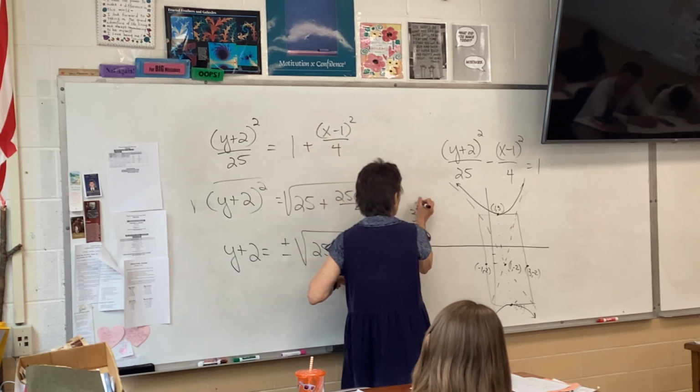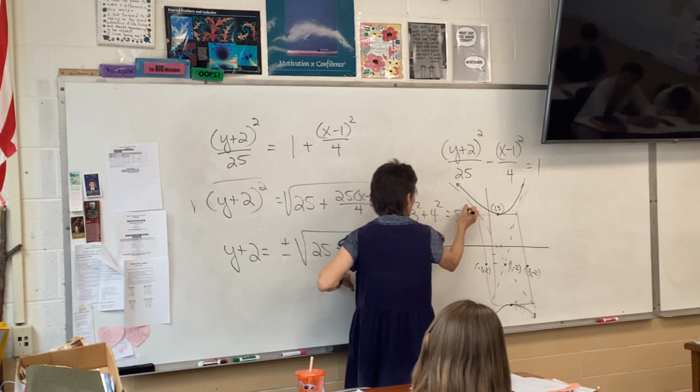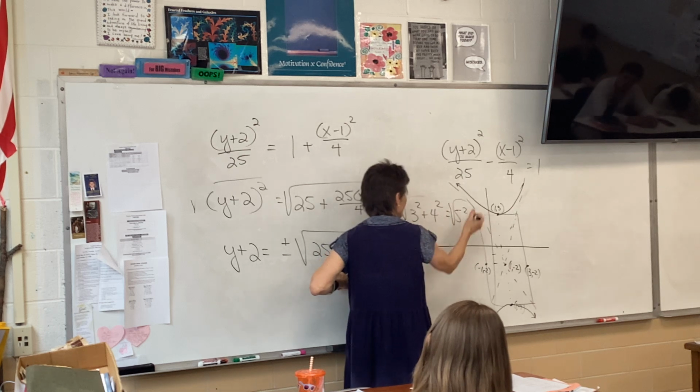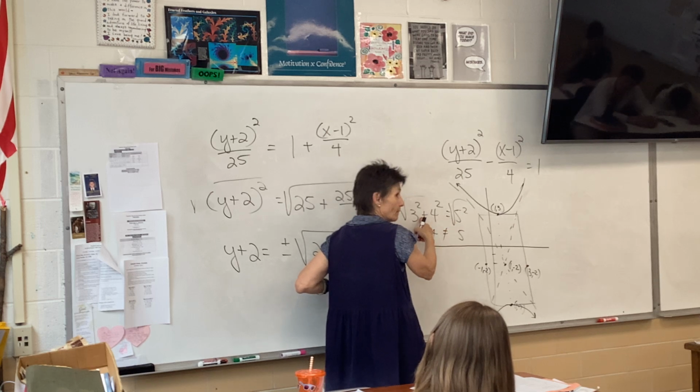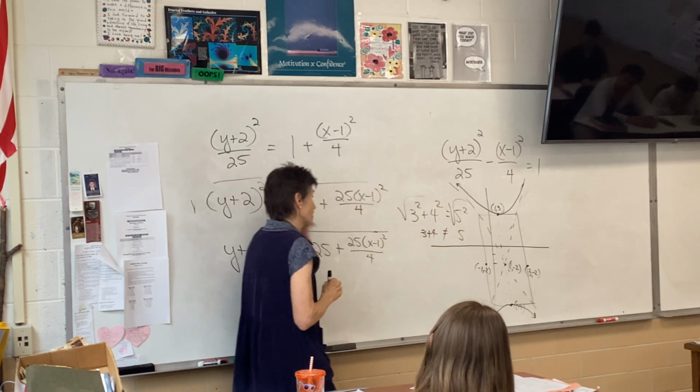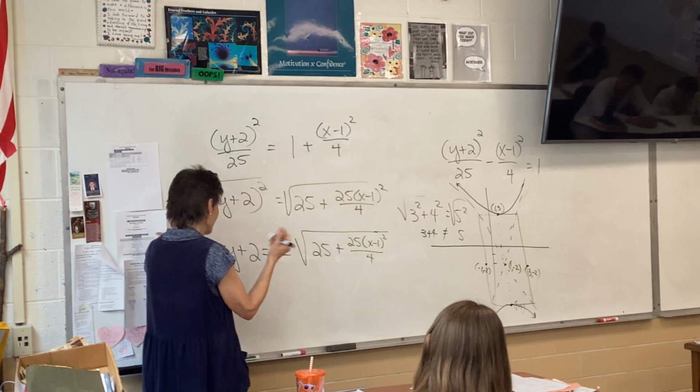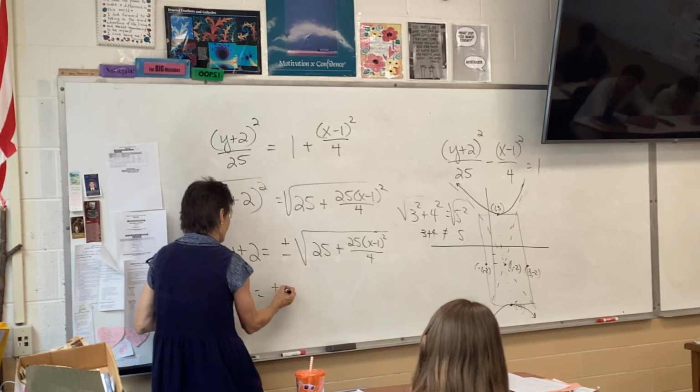It's like saying 3 squared plus 4 squared is 5 squared. But when you square root that, 5 does not equal 3 plus 4, right? It doesn't work when there's a plus. Leave it like that, and then subtract 2.